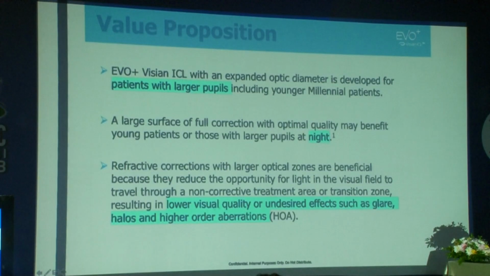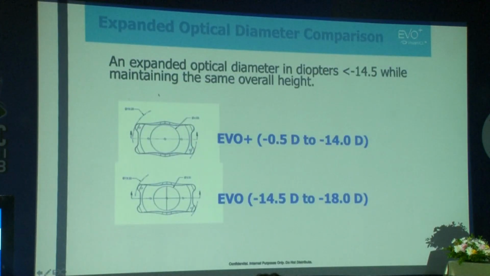And so if the pupils are large in low light conditions, the potential for optical phenomena like glare, higher order aberrations, halos is more. And hence the optical diameter of the ICL has been increased to, I'll show you the table, but up to 14 diopters of power, the optic size zone has been increased, and these have been labeled as the EVO Plus lenses, whereas from 14.5 to 18, they're the original diameter, and they are now called the EVO lenses.